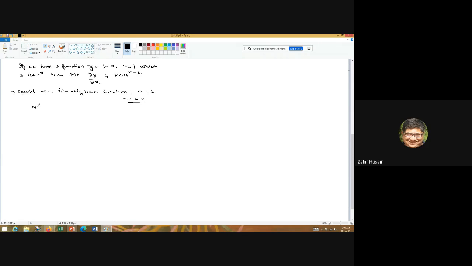The marginal product is homogeneous of degree 0. Okay. So let's go for the proof of this theorem. So given that y is equal to f of x1, x2, the marginal function is homogeneous of degree n minus 1.